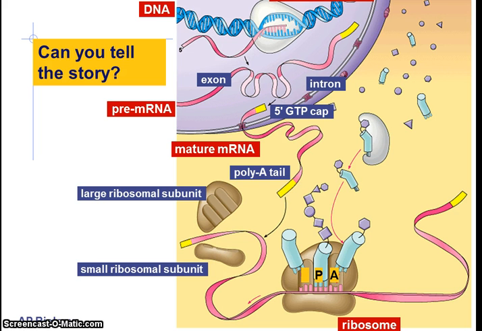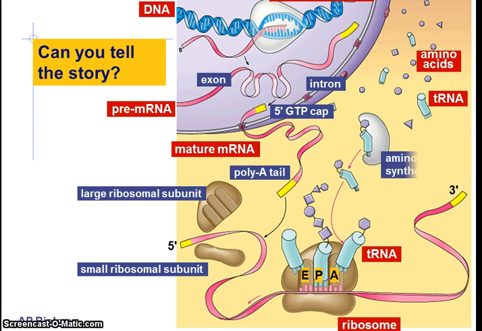And we have 3 different sites. Think of this one as the arrival site, as it brings in the next one, the P site that has the growing chain, and the exit site. It's being read 5' to 3', with tRNAs, amino acids, the synthase putting those 2 together, and our growing polypeptide chain again.